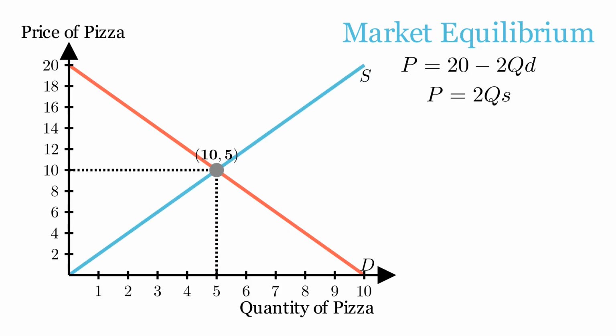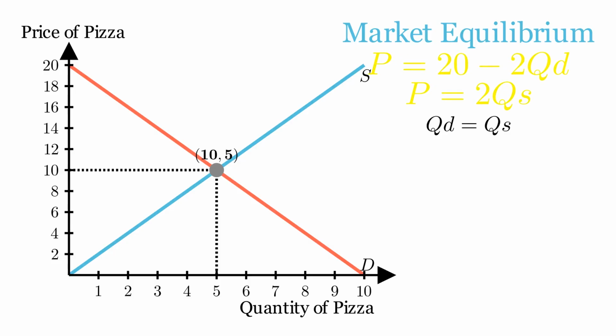To calculate the equilibrium price and quantity, we first need to apply the equilibrium condition, which is quantity demanded is equal to the quantity supplied. Notice that this condition is expressed in terms of quantities, whereas our demand and supply equations are currently expressed in terms of price. Therefore, before applying the equilibrium condition, we must rewrite both equations in terms of quantity.